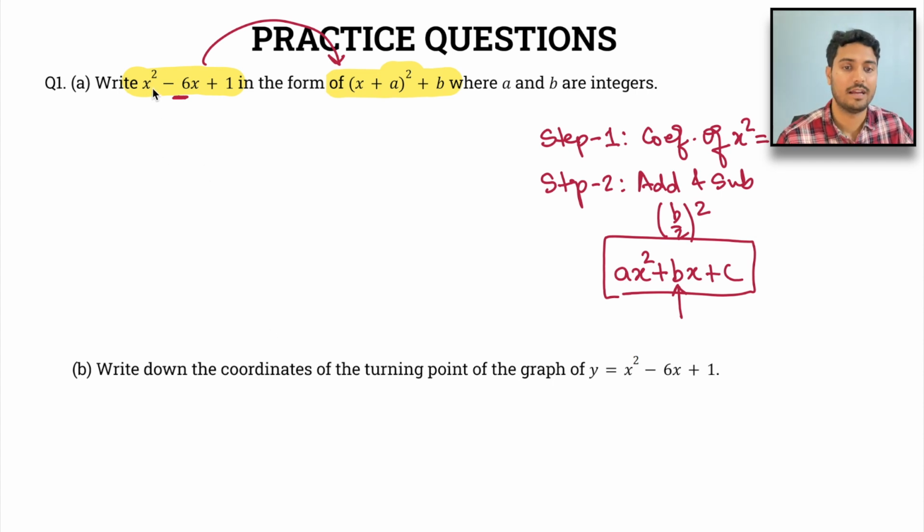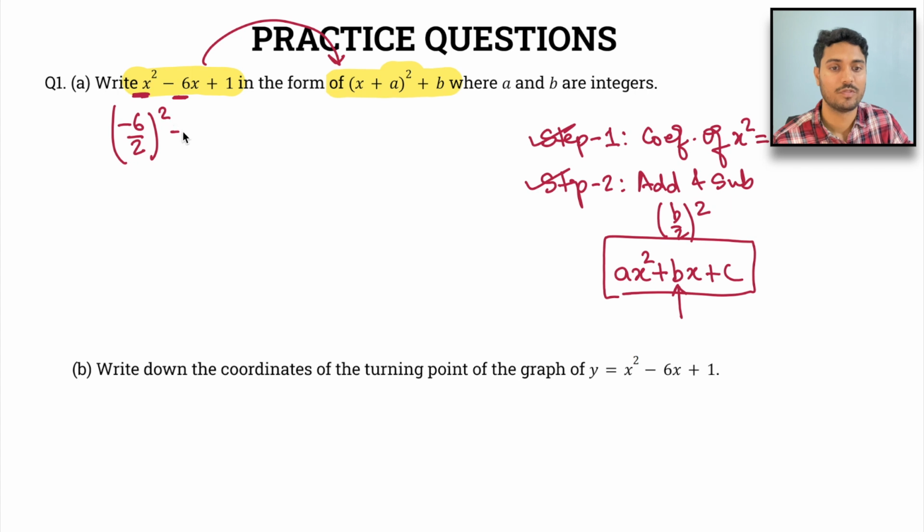It says write x square minus 6x plus 1 in this form. So we know that if we have to convert a quadratic expression into completing the square form, the first thing that we will check is whether the coefficient of x square is 1 or not. It's 1 in this case already. So now step 2, add and subtract b by 2 the whole square. But what's the value of b? The value of b is -6 in this, so -6 divided by 2 the whole square, which can be written as -3 the whole square, which is 9.